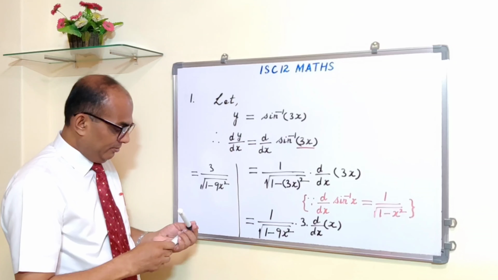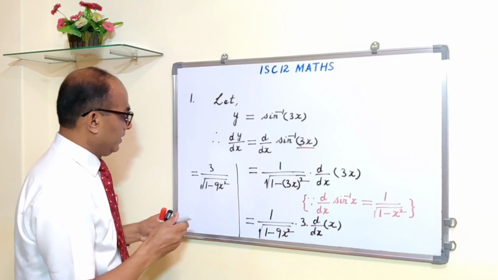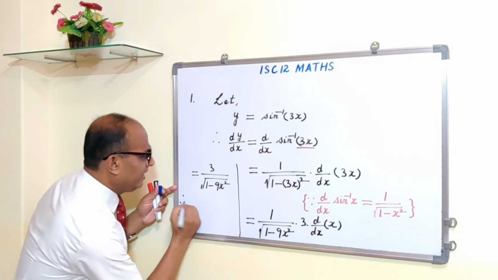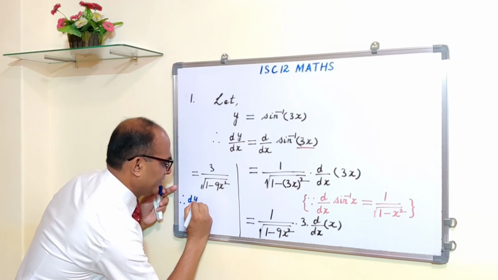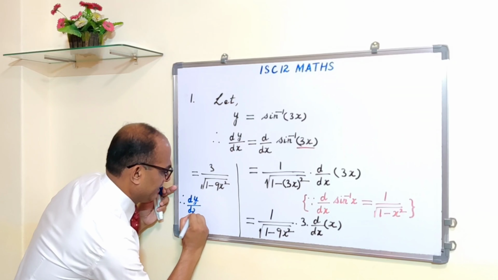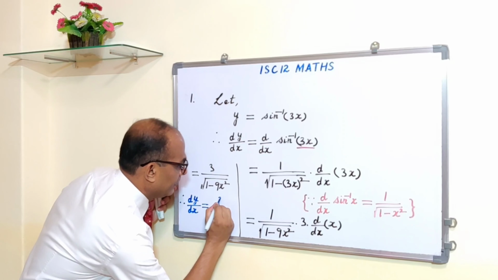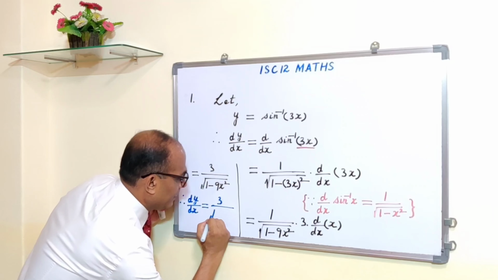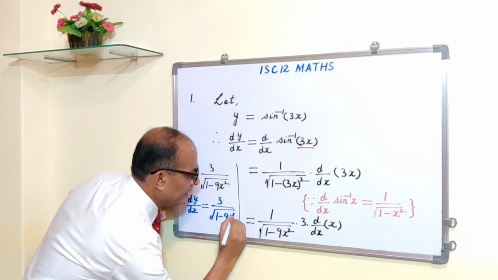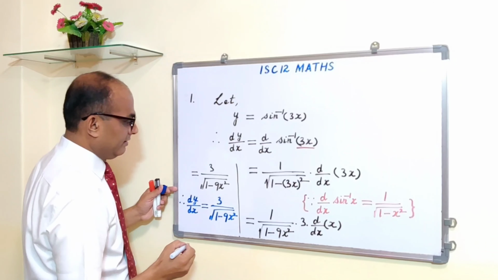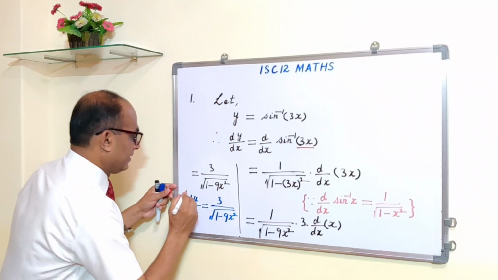Finally, if you wish to write down, you can write it like this. Therefore, it's done, you can write the answer here. But if you want to present it well, you can write: therefore dy upon dx is equal to 3 upon root 1 minus 9x square. This is your answer, and this you can put in a box.